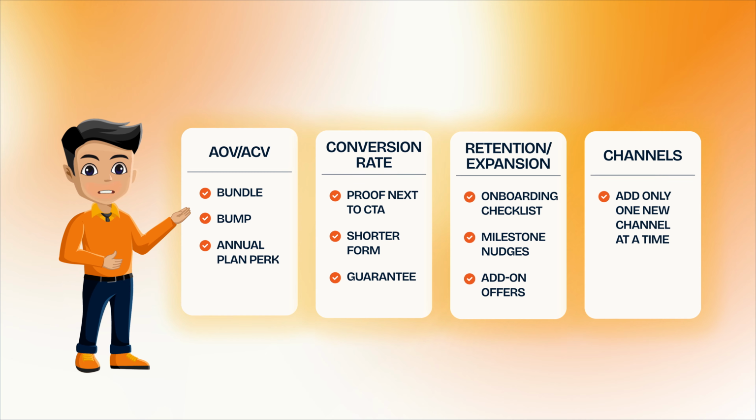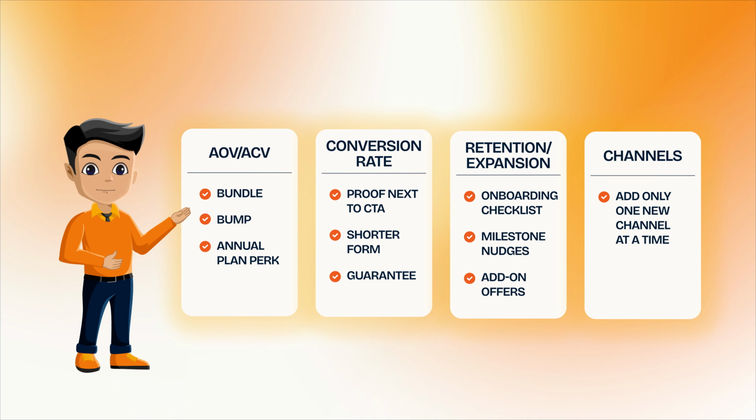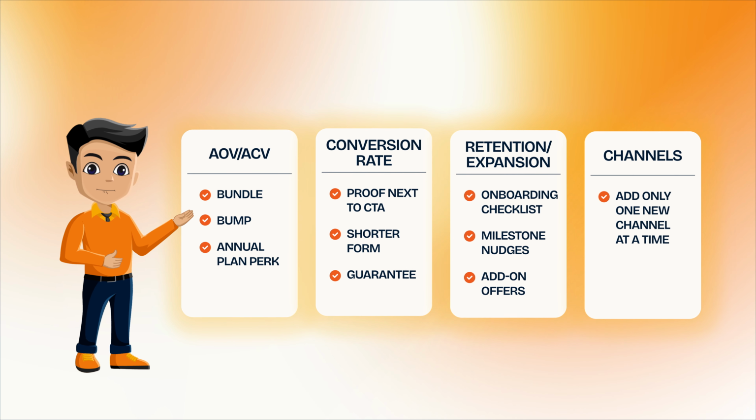3. Retention and expansion. For recurring revenue, ship a first-win onboarding path, milestone emails, and usage nudges. Add expansion offers when the core value is proven. 4. Channels. Once marginal CAC is stable on the primary, add one adjacent channel at a time, never 2 at once, so you can see the true lift.